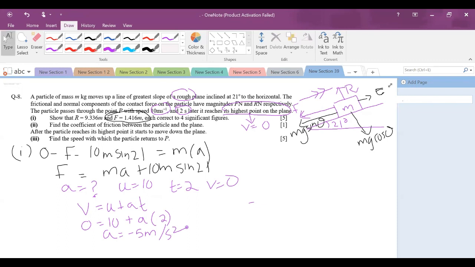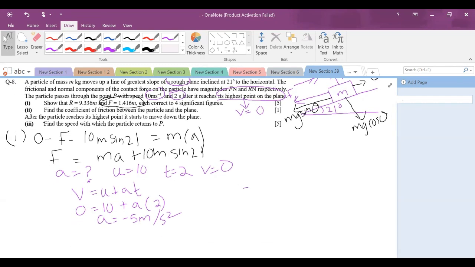Now we substitute it in the equation for F. F equals minus 5m plus 10m sin 21. So minus 5 plus 10 times sin 21 is negative 1.41 m. नेगेटिव क्यों आ रहा है?